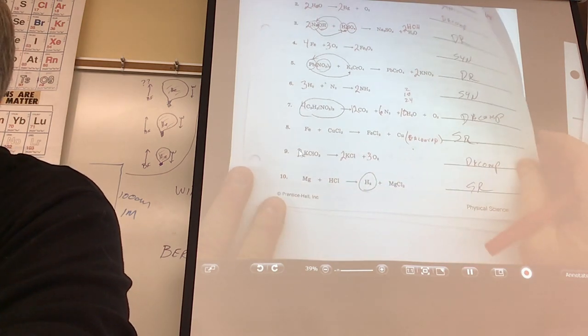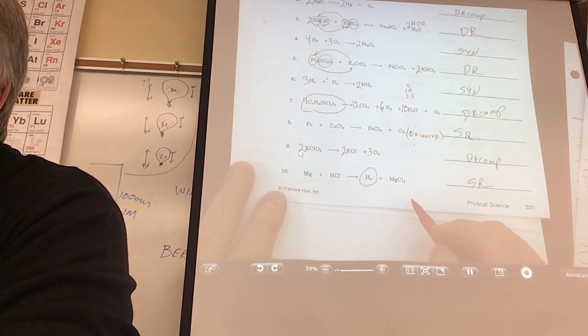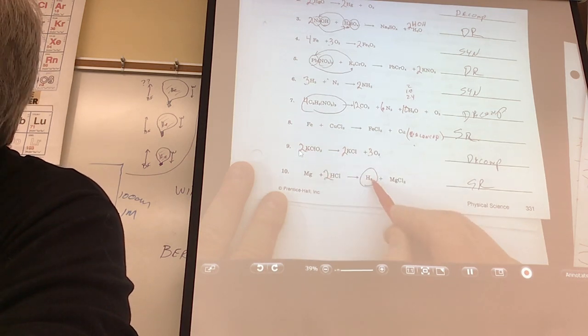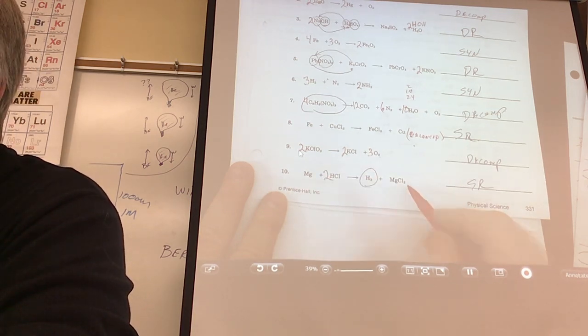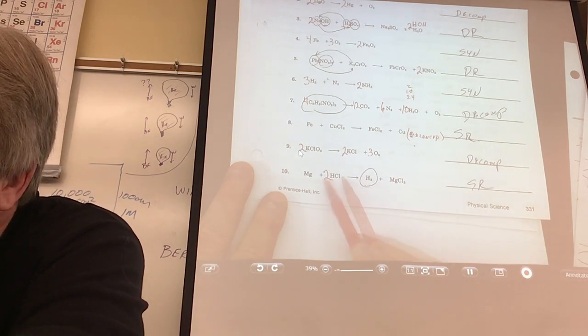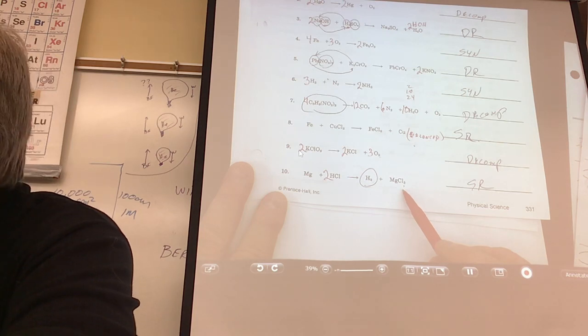All right, last one. Madeline, you wanna do that for me? I put a 2 in front of the hydrochloric acid. Because you saw 2 H's here, right? That gives you 2 chlorines, though. How many? You got 2 chlorines on the left. How many on the right? 2. That's good. That's balanced, right?